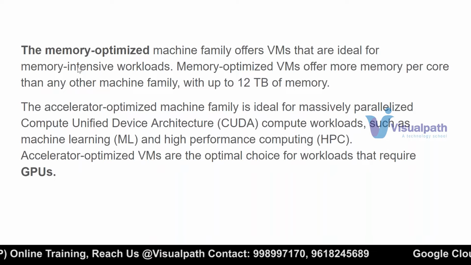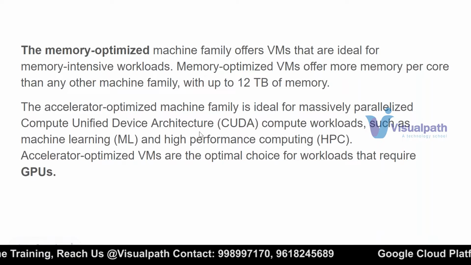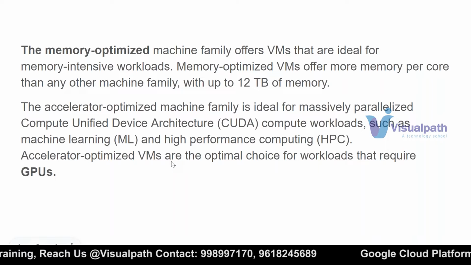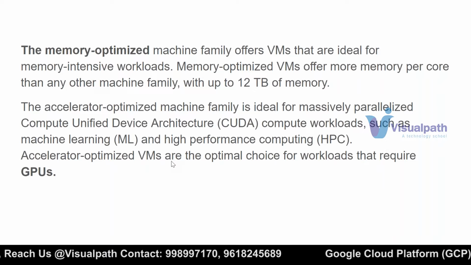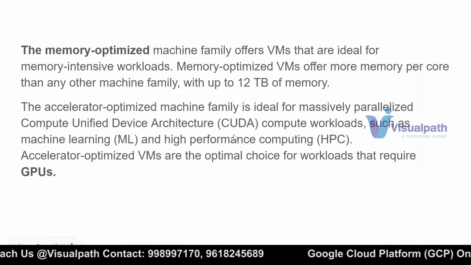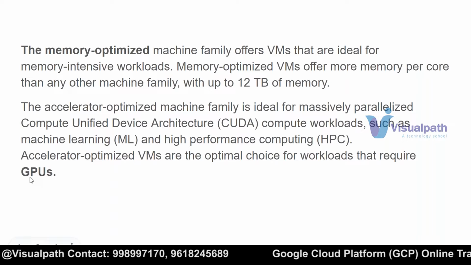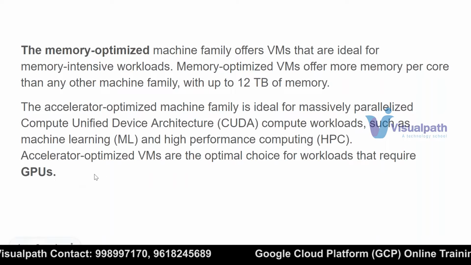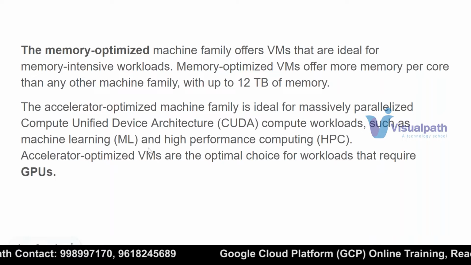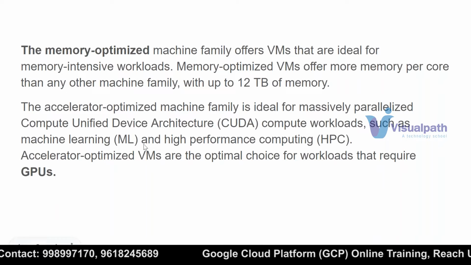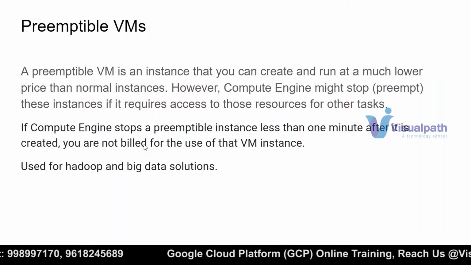Memory optimized and GPU are again for high performance applications. GPU is mainly for machine learning workloads. Other than GPU, we have one more thing, TPU, which is the Tensor Processing Unit. Those are mainly used for AI or ML based applications.